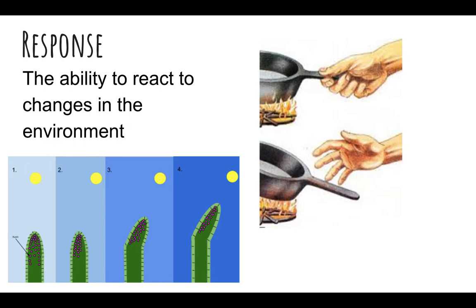They can be a reflex, like when you touch a hot pan, you're going to let it go without even thinking about it. And they can also be deliberate responses, so responses that the organism chooses to do. But in some way, all organisms can react to changes in the environment.